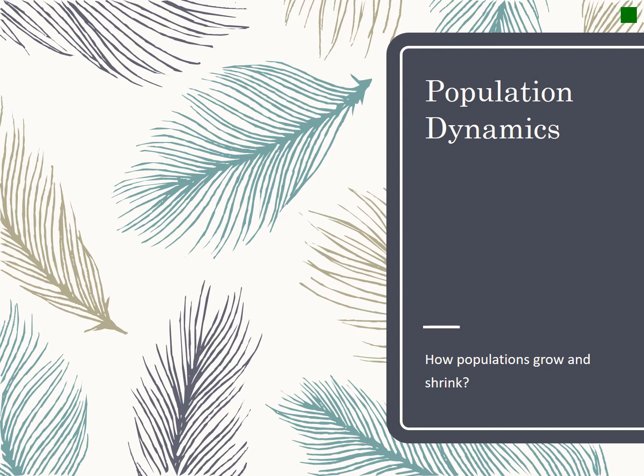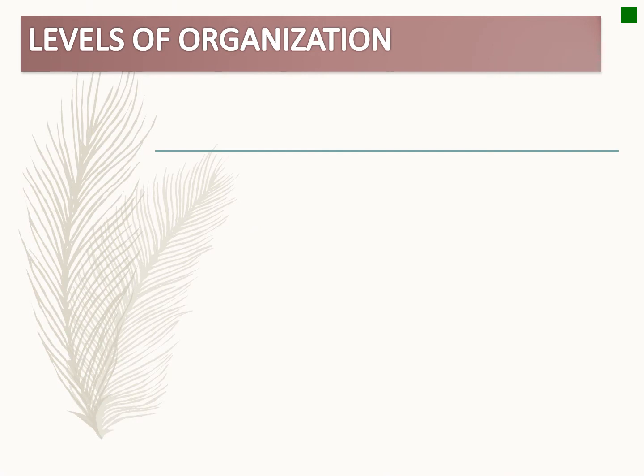We're going to be discussing something called population dynamics, and that's a really fancy way of asking and evaluating the question, how populations grow and shrink. There are a couple of different levels of organization. We usually start at the lowest level of organization, which is going to be the cell. That's the smallest unit of life. You can either be a single cellular organism or a multicellular organism made up of one cell or many.